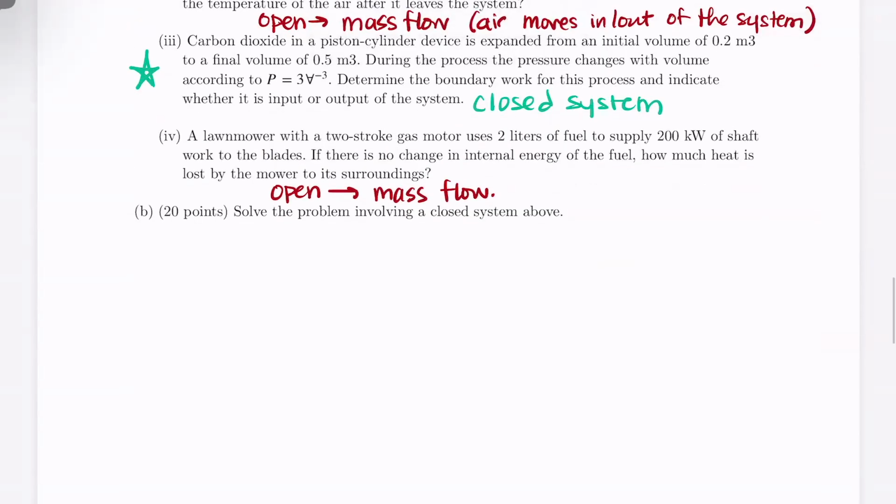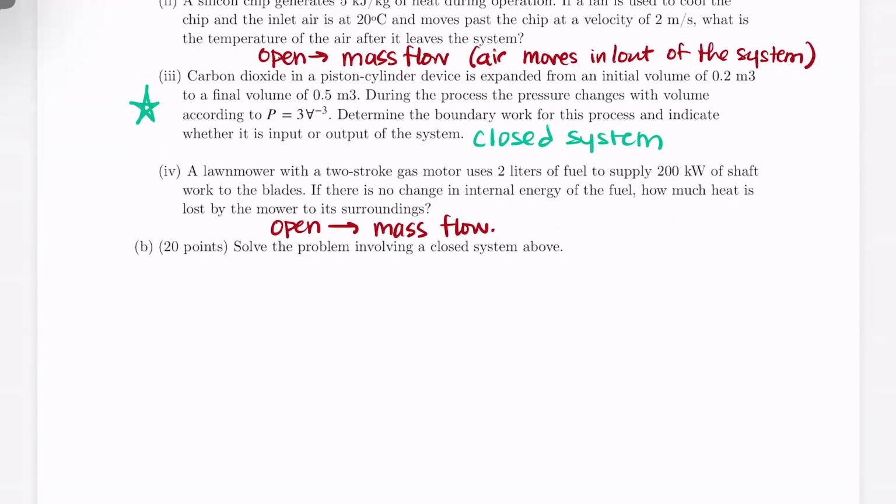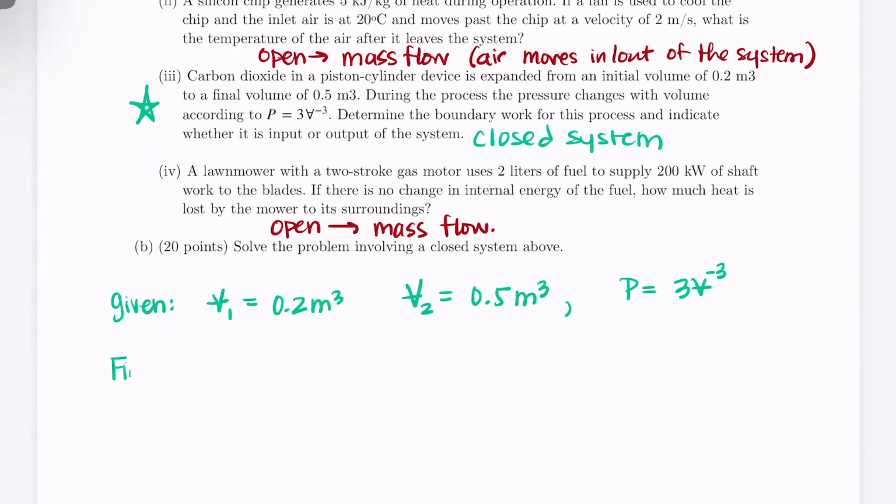So now we want to solve the problem with the closed system. So we're going to solve system number 3. To remind ourselves, we have a few things given to us. The volume at state 1 is 0.2 meters cubed, and volume at state 2 is 0.5 meters cubed. And we're also given that the pressure during this process changes like 3 over volume cubed, or volume to the -3. And we want to find boundary work.